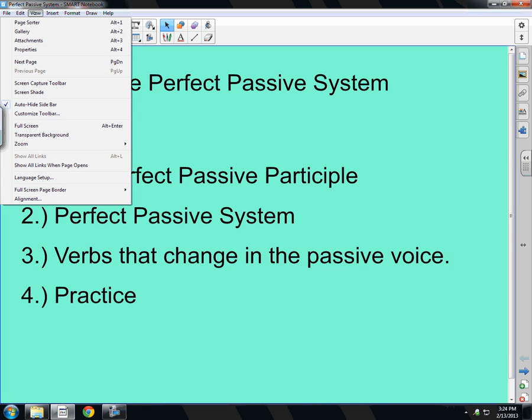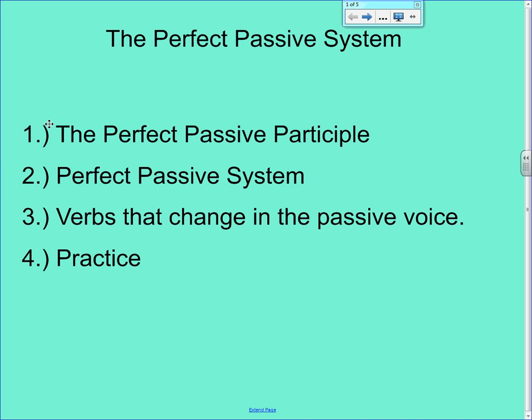Today we are going to be viewing the perfect passive system. Four things that we're going to look at today. We're going to look at the perfect passive participle to start out with. That's kind of the base or the root for all of the perfect passive system.